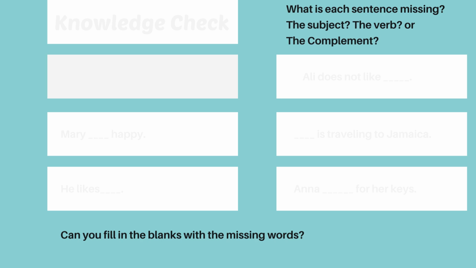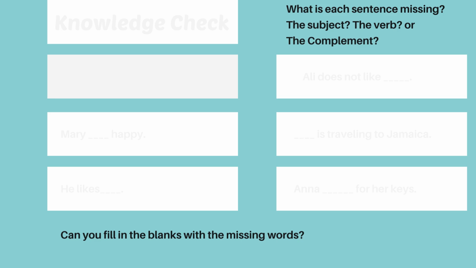Knowledge check. What is missing in the sentence? What in each sentence is missing? Is it the subject? Is it the verb? Or is it the complement? Blank is going to the store. Mary is happy. He likes chocolate.